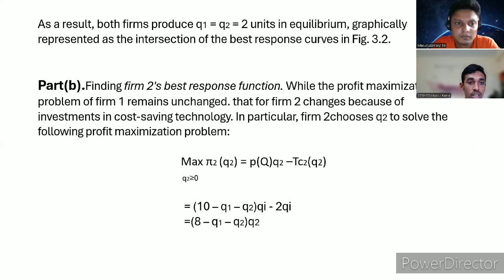And now part B. In finding farm 2's best response function, while the profit maximization problem of farm 1 remains unchanged, that of farm 2 changes because of investment in cost-saving technology. In particular, farm 2 solves the following profit maximization problem. This is the revenue part and this is the cost part. After manipulating, we find this equation.